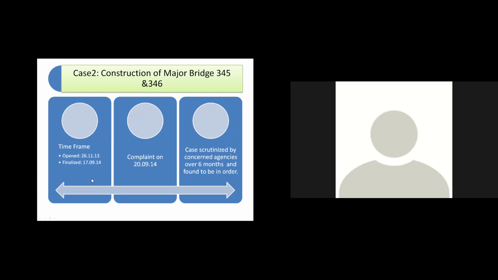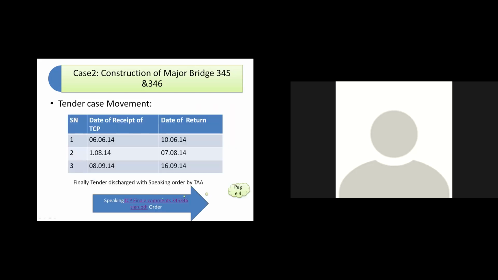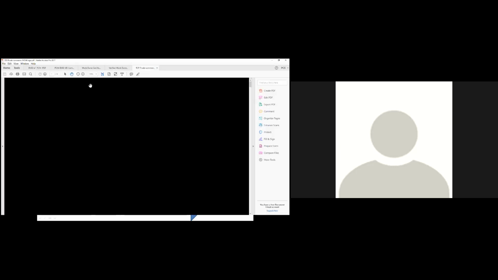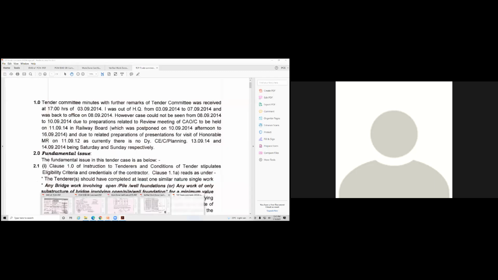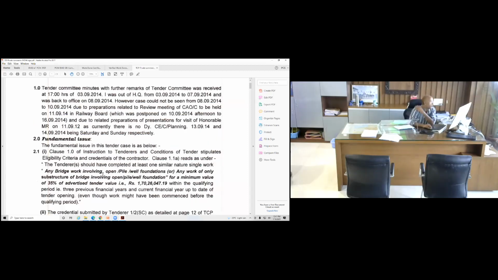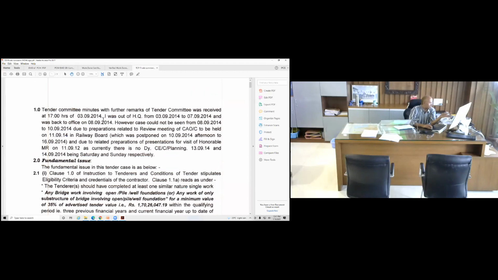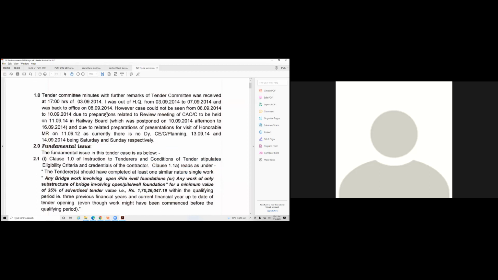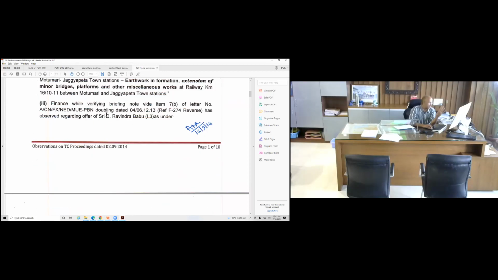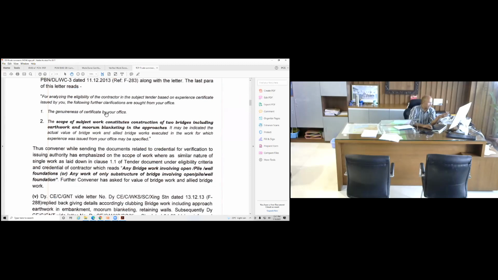Okay, let me see if the document has opened. Yeah, please have a look at this document. You can see this is a 9-page document. TCP I have not enclosed because it's a document, part of the council thing. But this is also part of that, but I had kept it as my record. So this is a 9-page document where I have given my argument why I do not agree with the tender committee and why I'm discharging this.